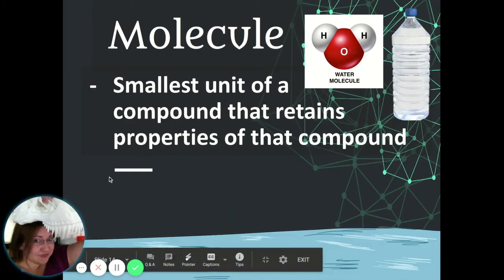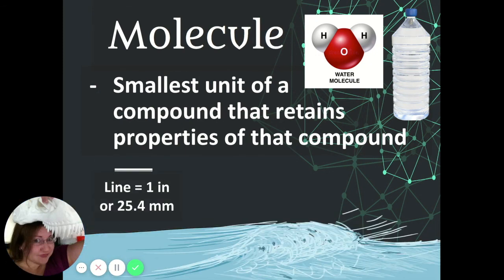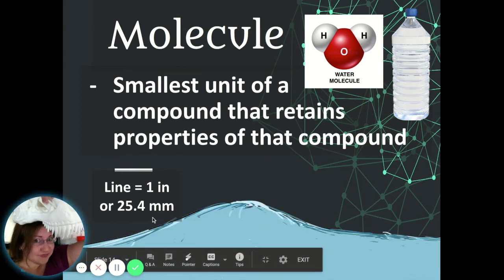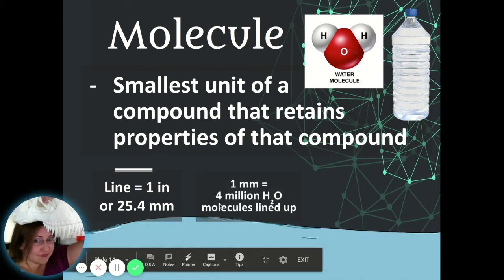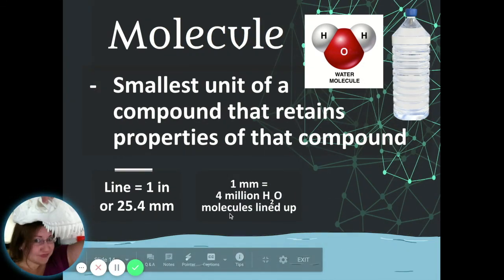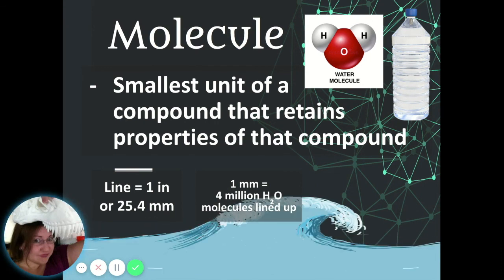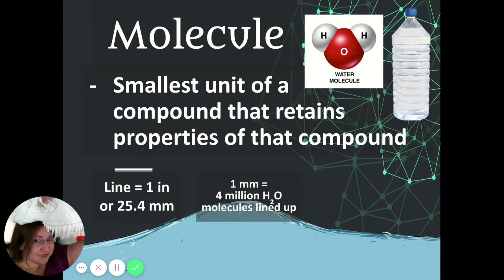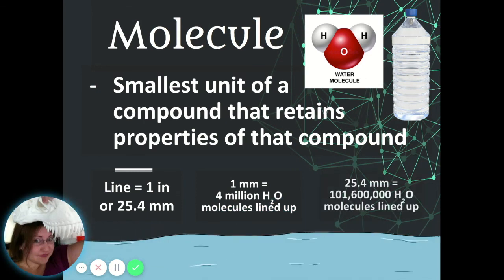If we look at this example, this line right here is 1 inch, and 1 inch is equivalent to 25.4 millimeters. So we're looking at the length of this one line. 1 millimeter is equal to 4 million water molecules lined up. Molecules are tiny. Atoms are even tinier than that because the individual atoms make up the molecule. Those individual atoms are bonded together to make up that particular compound, in this case water.